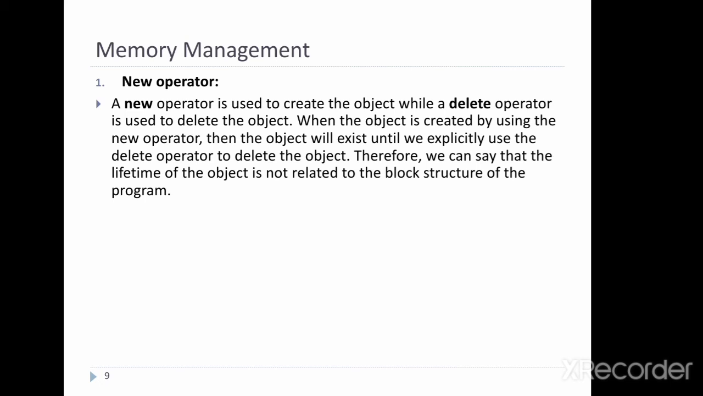When the object is created by using the new operator, then the object will exist until we explicitly use the delete operator to delete the object. So therefore we can say that the lifetime of the object is not related to the block structure of the program. So the new operator produces a new nameless variable and returns the pointer that points to this variable. The new operator allocates sufficient memory to hold a data object of type data type and returns the address of the object. The pointer variable holds the address of the memory space allocated.